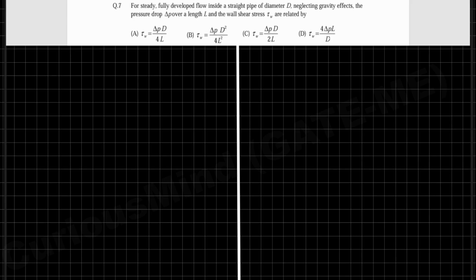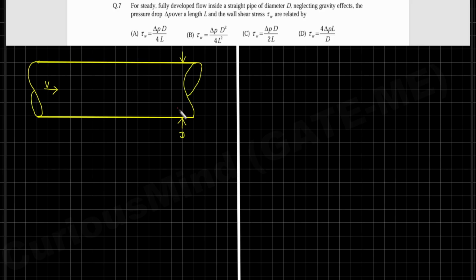Alright, let's begin by drawing a diagram of a straight pipe of diameter d. There we have it. We have a side view of a straight pipe of diameter d through which a fully developed flow of a fluid flows with some velocity v in a steady state condition.